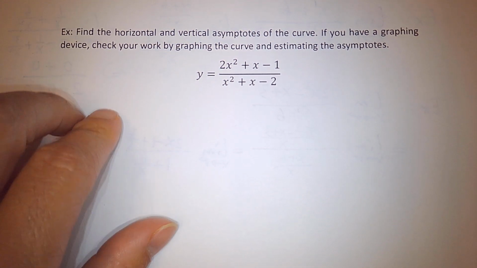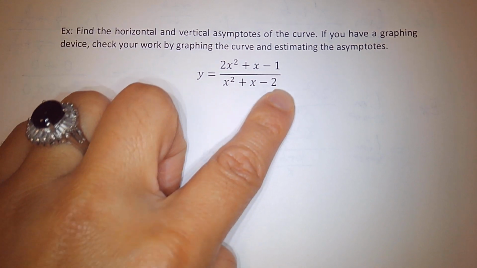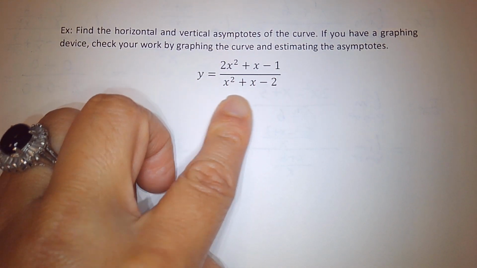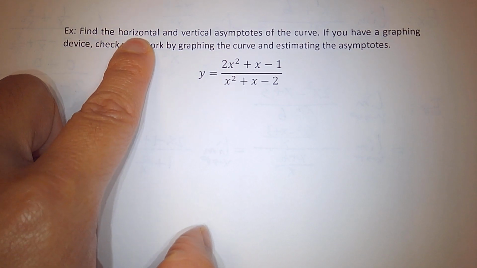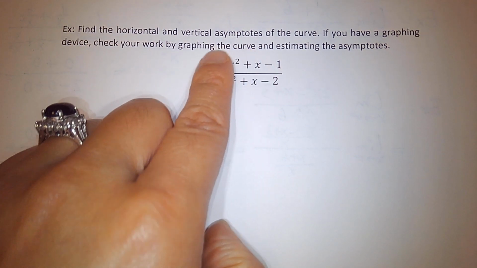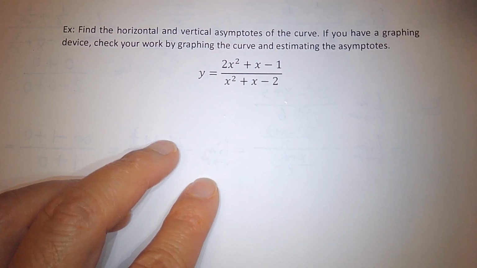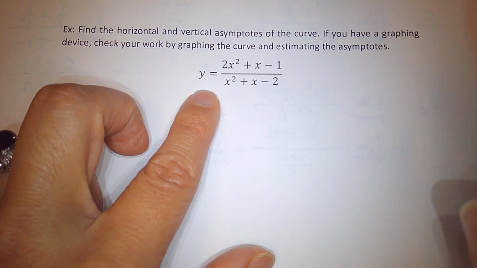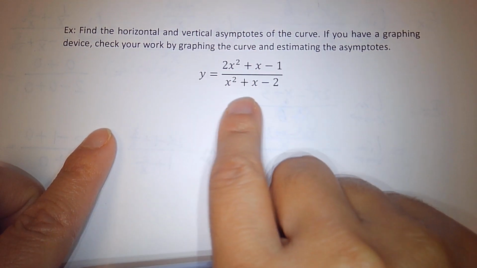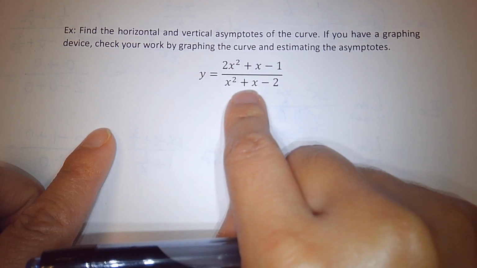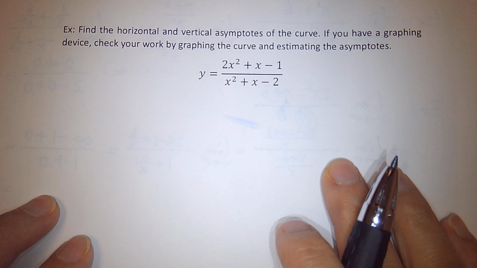Since we're talking about horizontal asymptotes and vertical asymptotes, let's try this question together. Find the horizontal asymptote and vertical asymptote of this curve. We're not going to check it in class, but you can check separately. Now for this function, if a similar question shows up in your exam, are you ready to do it?